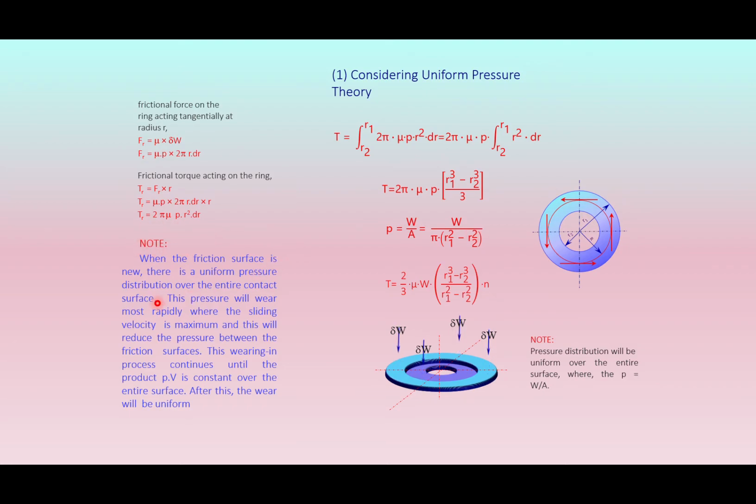When the friction surface is new, that means when the clutch is new, there is a uniform pressure distribution over the entire contact surface. Because it is of uniform thickness when the disc is new, this thickness here is uniform. So we assume that the pressure distributed here would be the same, uniform throughout. That is what it meant by this: a uniform pressure distribution over the entire contact surface if the frictional surface is new.